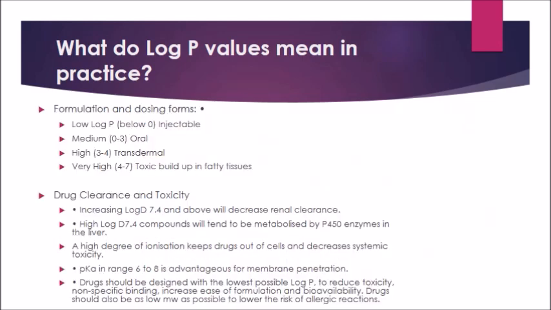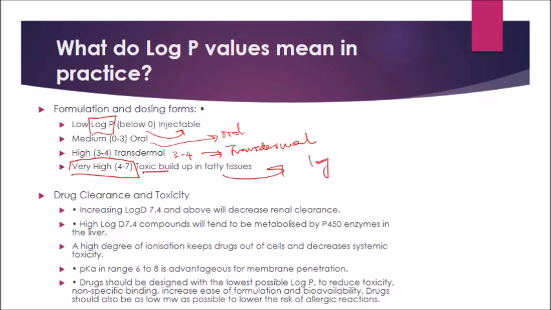So how can log P be used in formulation and dosage form design? When you have a drug molecule with a low log P, you can formulate it as an injectable. When it has a medium log P, it is suitable for an oral dosage form. When you have a slightly high log P, which is 3 to 4, you can formulate the drug into transdermal delivery. However, when the log P is very high, there may be toxic build-up in fatty tissue, because most of the drug distributes into the octanol, which is the organic, non-polar layer. This means the drug is very lipophilic.